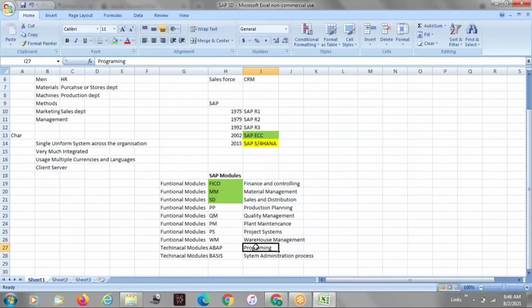Clear? Then we have another module called Basis, which mainly deals with authorization and system administration, deciding who should have what roles. For example, say we are the sales department. Let's say we are from an IT department, but forget about it. Just imagine we are the sales guys. We should not have any authorization to check any of the finance reports. So we should be restricted only to the sales transaction codes.